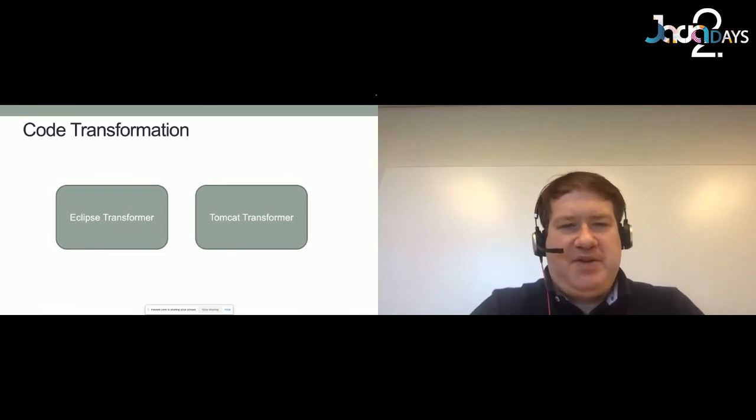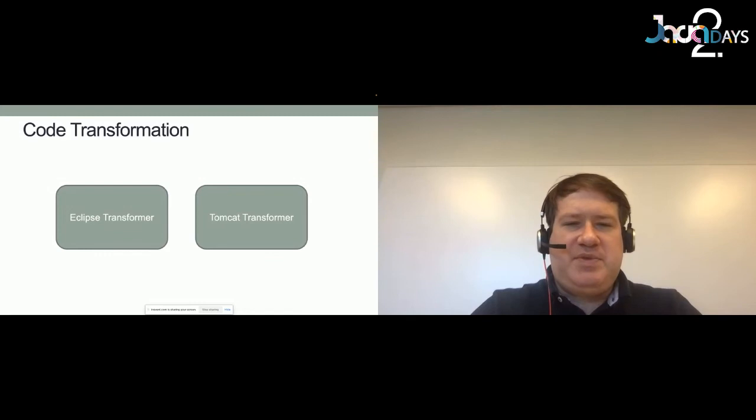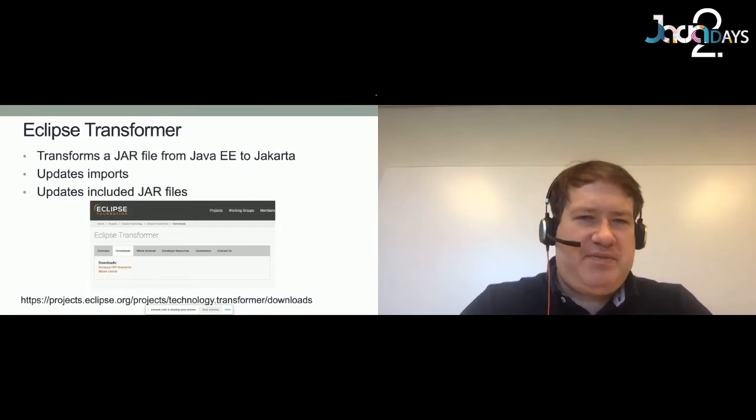And then the other approach that you can take, and you can take this approach first, actually, is what's called the code transformations. These two tools work on the bytecode to make changes to the bytecode to change the imports. The first one is the Eclipse Transformer, and the other one is the Tomcat Transformer. The Eclipse Transformer is a file from Java EE8 to Jakarta EE9.